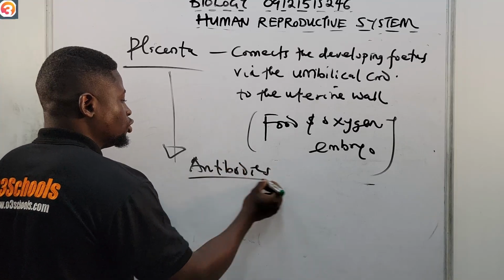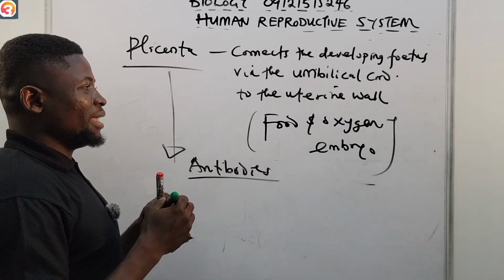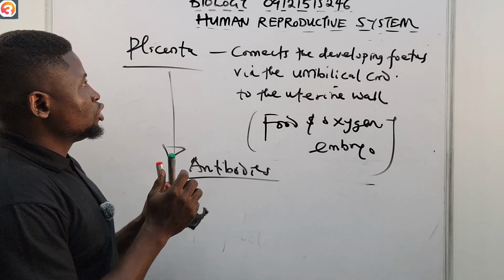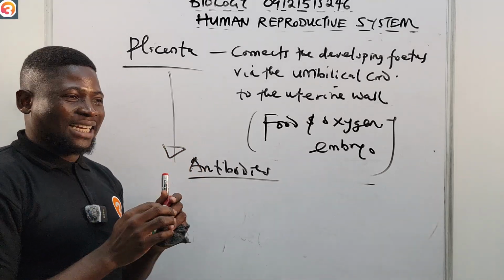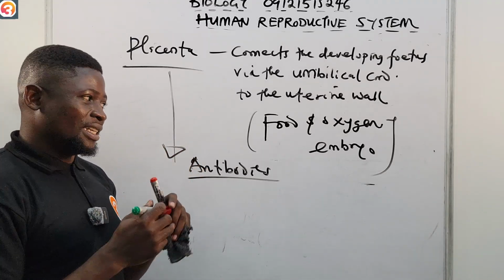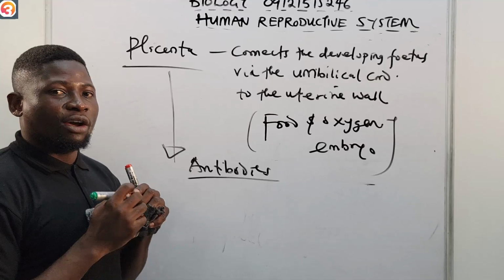Antibodies that help to protect what? The developing embryo. Okay, so we must take note of what? Of the placenta. It's very, very important. Questions are being asked from here also.